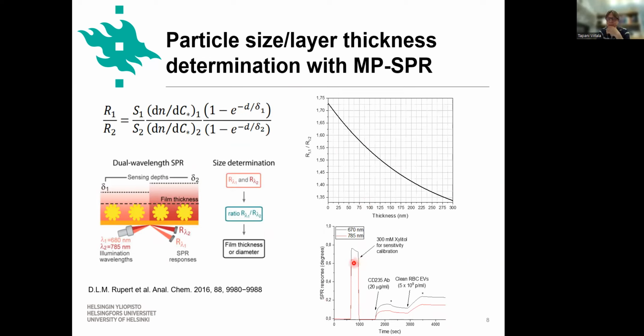And this is an example of how the measurement is performed. Red and black are two different wavelengths. We inject our calibration for sensitivity, and determine this ratio first. Then we inject an antibody, in this case a specific antibody towards red blood cell EVs. And then we inject red blood cell EVs, and taking the ratio from here, we can determine the size of this red blood cell EV.